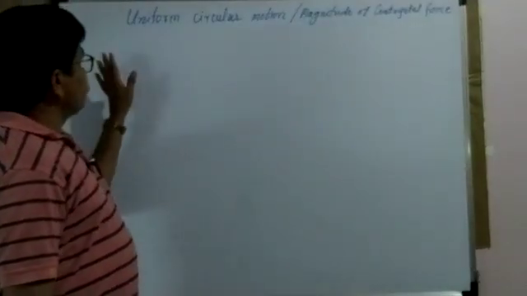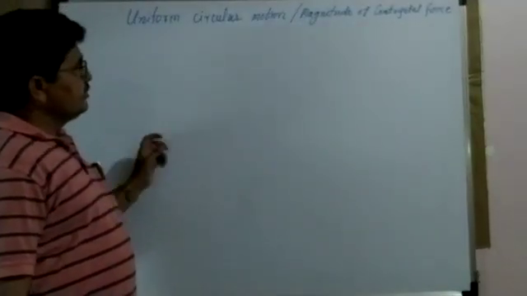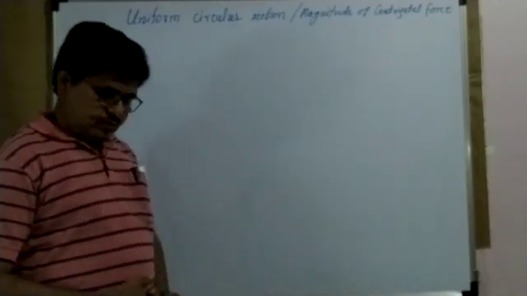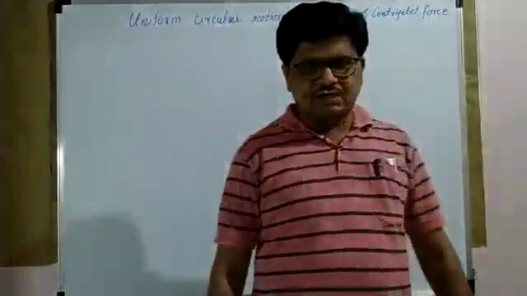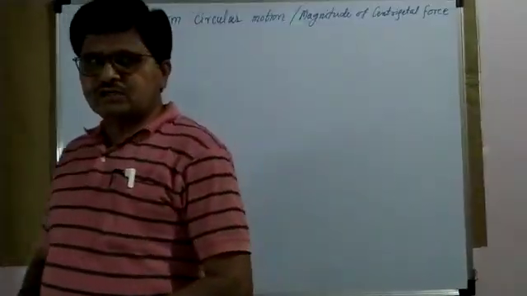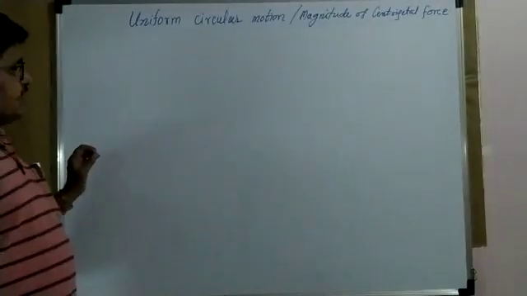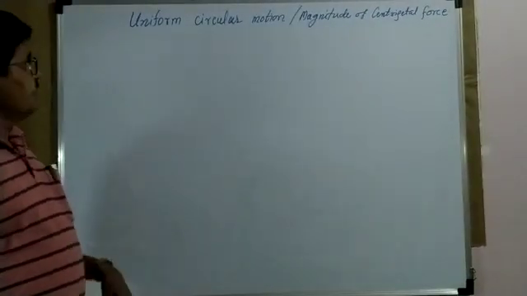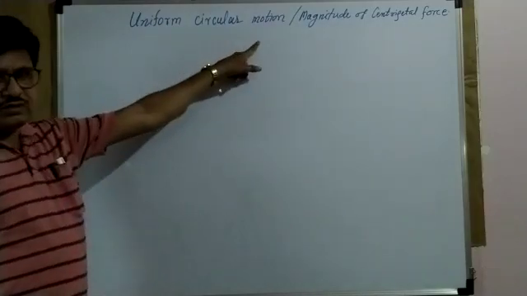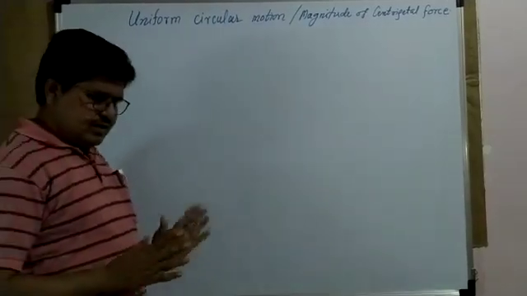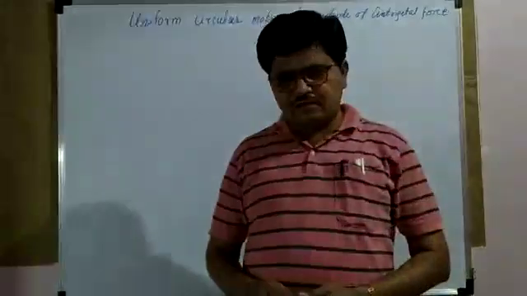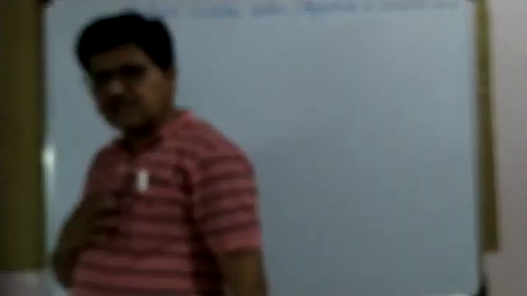In this period we discuss the uniform circular motion and the magnitude of the centripetal force. In last year you studied uniform motion. A body that covers equal distance in equal intervals of time is known as uniform motion. At this time you can consider the linear case: a body covers equal distance in equal intervals of time in a straight line is known as uniform motion.